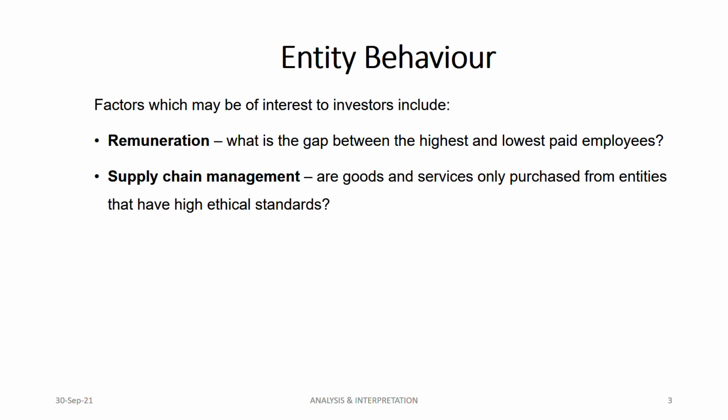Supply chain management. Are goods and services purchased from entities that themselves have high ethical standards? Are they using, for example, farmers for agriculture? Are they using child labor? Are they using raw materials which are of low quality? All those things you have to take care of because this can affect your business as well. Tax. Does the entity use tax avoidance schemes?